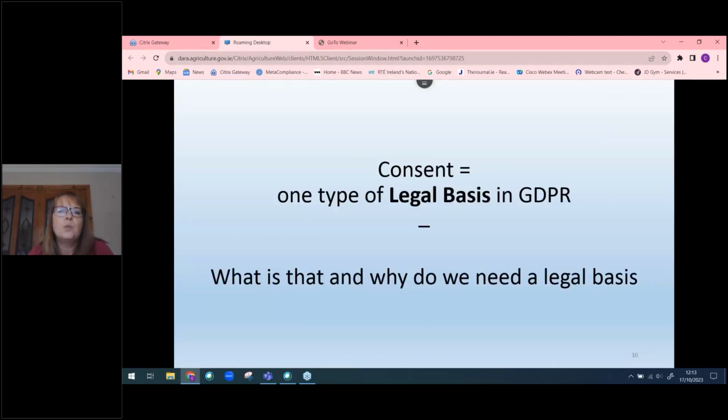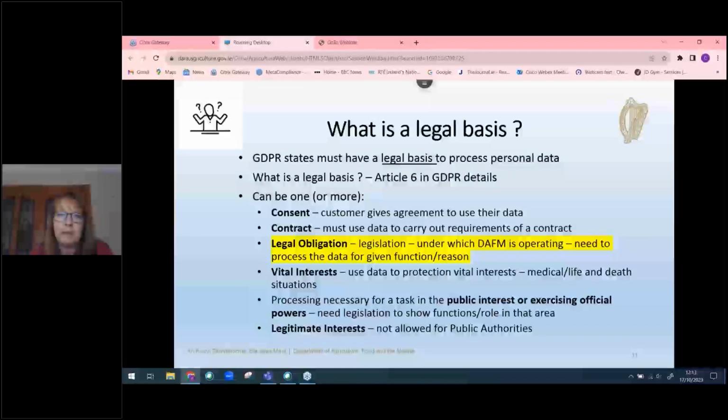Okay, consent is one type of legal basis in GDPR. So what do I mean by that? What is a legal basis and why do we need it? GDPR says that in order to process personal data, you need a legal basis. The reason that is a basic requirement in GDPR is that the whole point of the GDPR was to ensure that organisations weren't just gathering personal data and doing whatever they wanted with it. It is narrowing their permission as to what they can do with personal data.